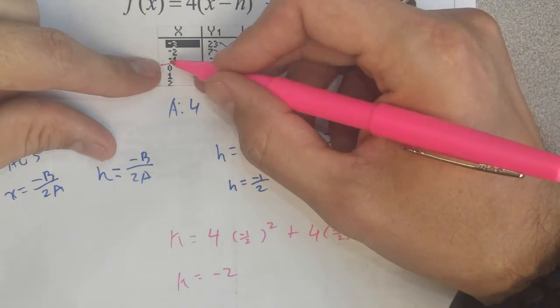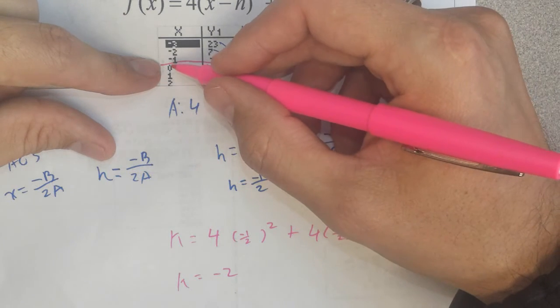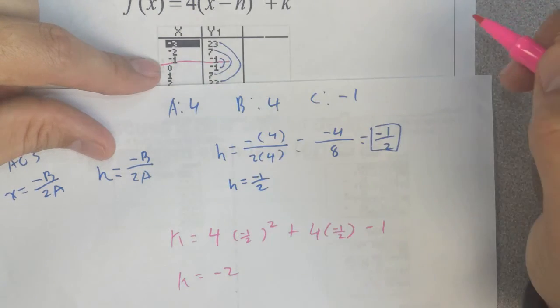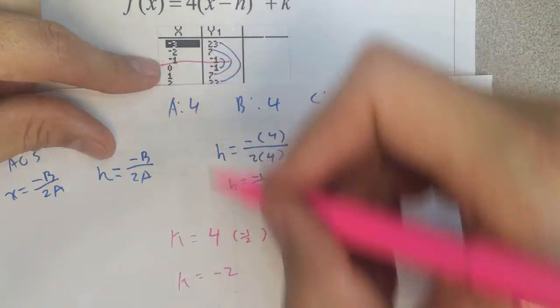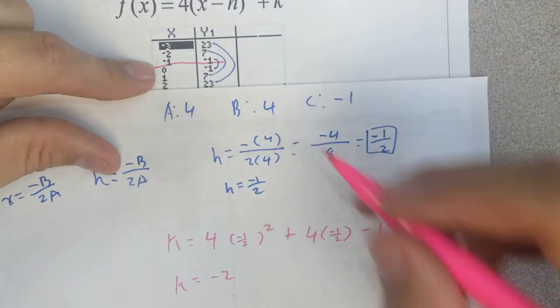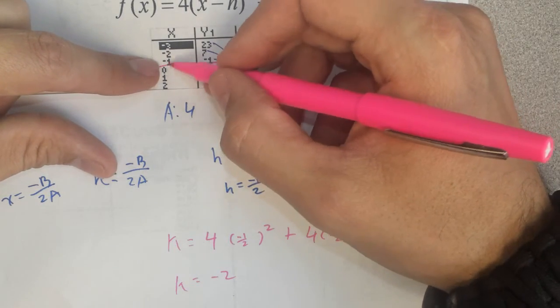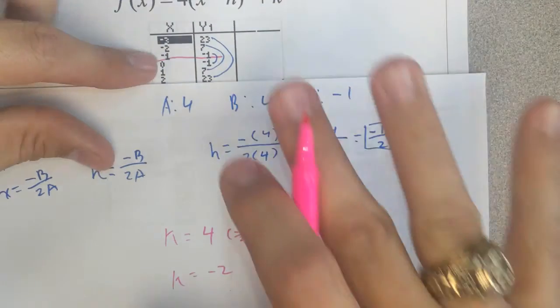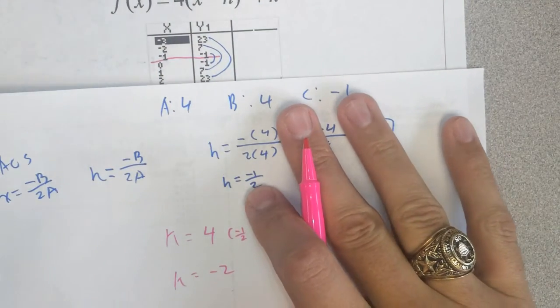Symmetric pairs here. Vertex would fall in the middle. -1/2 would be in the middle of those. So that makes sense. That's why this is -1/2. That's why we couldn't see it in the table. It was between my integers here. You possibly could have adjusted the step on here to 1/2 and seen it, but again, it's more important for you to know how to do it by hand.